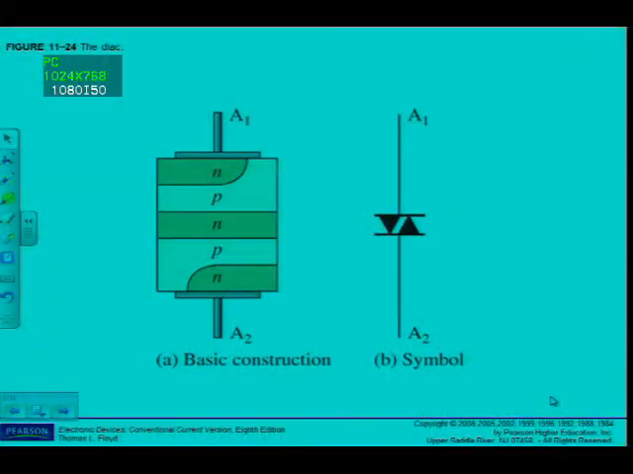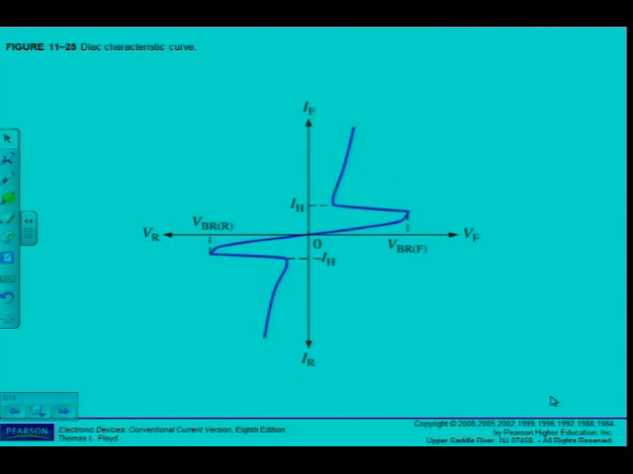So if we go and look, there's the symbol for the diac. You have to know the symbol, of course, not the basic construction, but I can see the basic construction, again, NPN, a bit of a different construction. And there's the characteristic curve, which you should know, of course. Now the characteristic curve, as you can see here, that's why I said it should be familiar.